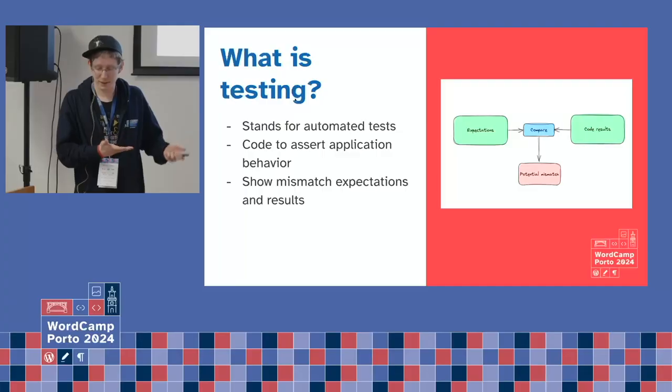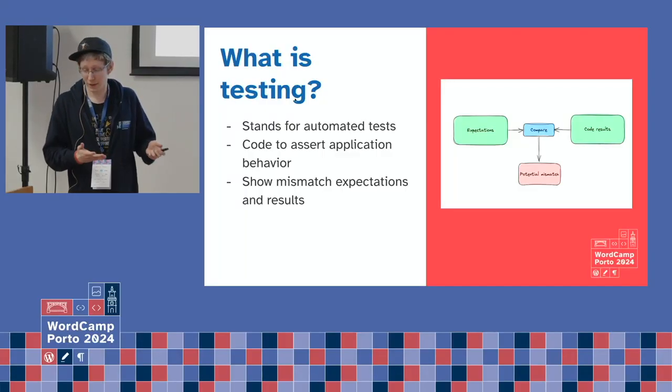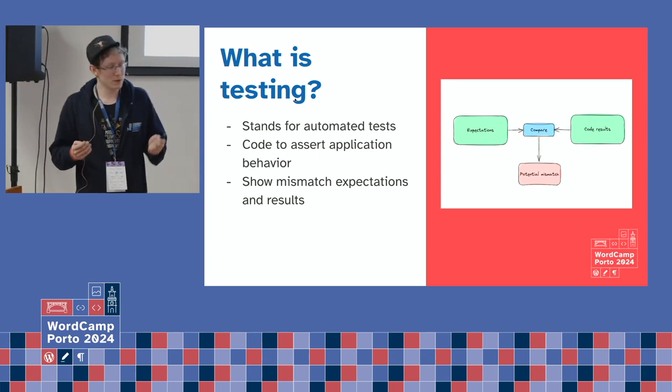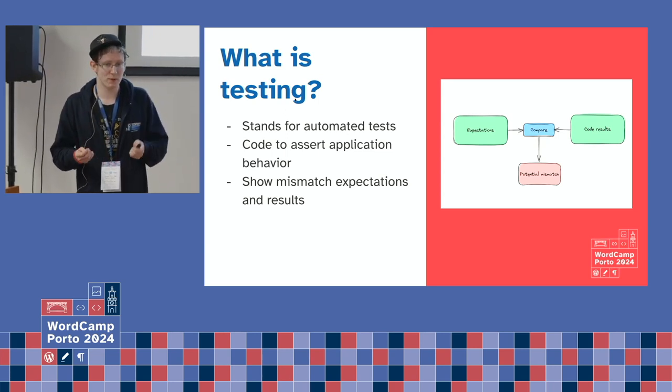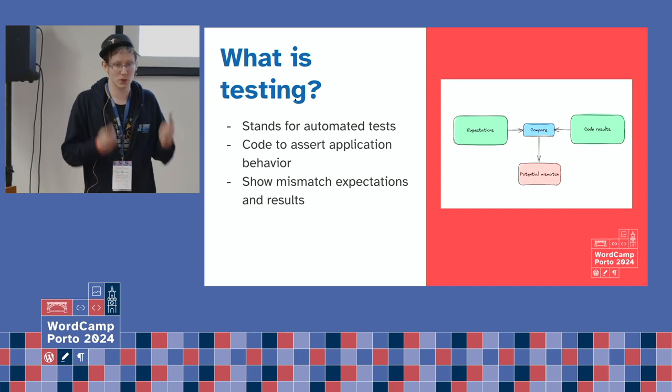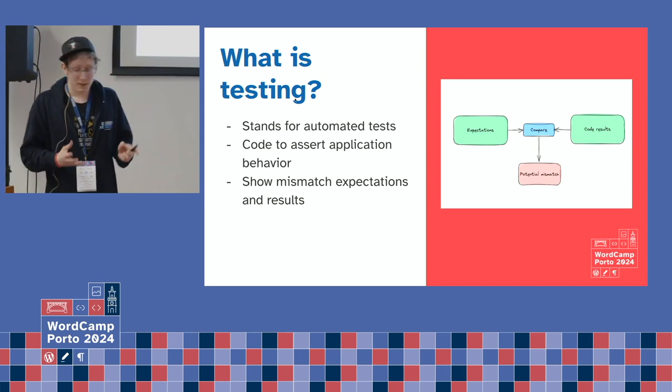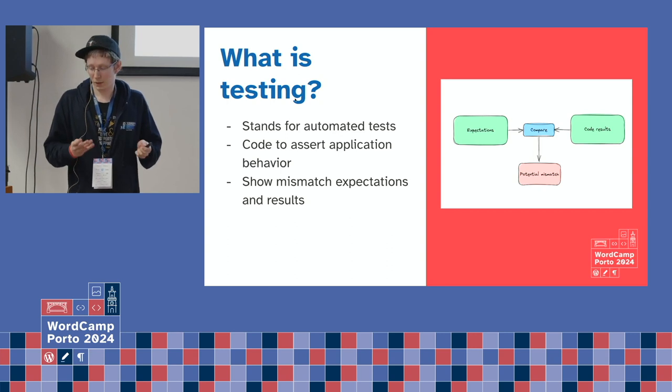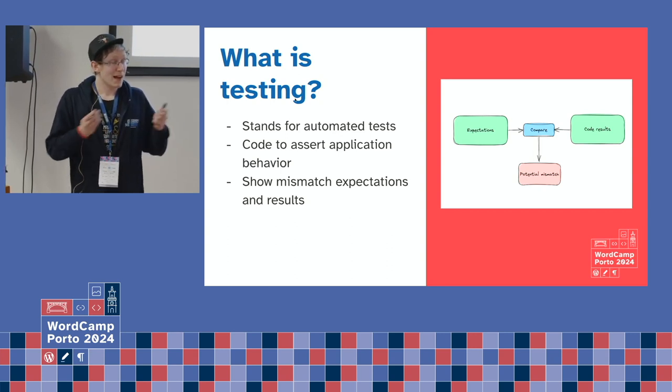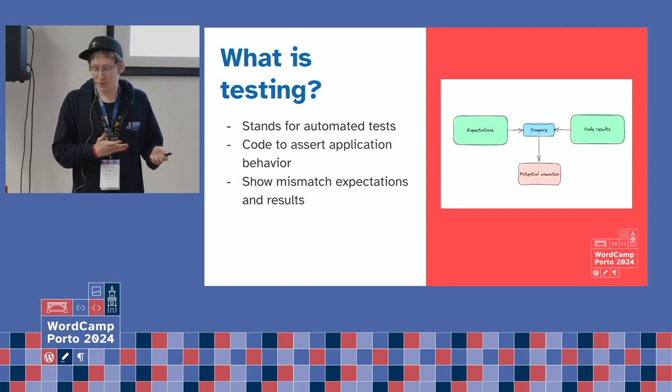So I'm talking about testing, but I didn't define what is testing. So let's start with that, so we are all on the same basis. When I use test, I will use it abusively for automated test. Why? Because it's shorter. Testing is basically writing some code that asserts that an application has a certain behavior.